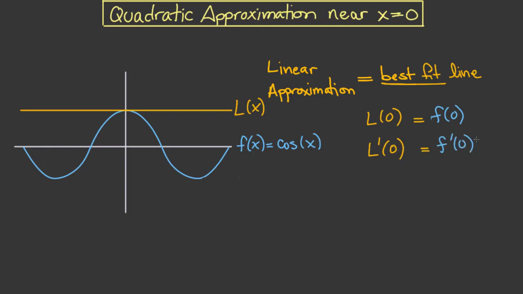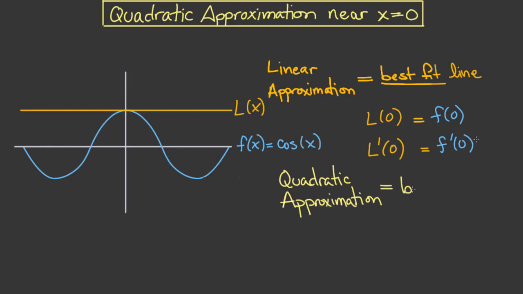However, this particular approximation doesn't give us a lot of information about cosine near 0. I can't tell from the tangent line alone whether or not the function is curving up away from this tangent line or down below it. So we'd like to add some information about the curvature or the second derivative of our function to our approximation. And this is the idea of the quadratic approximation.